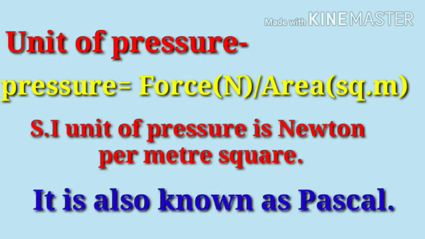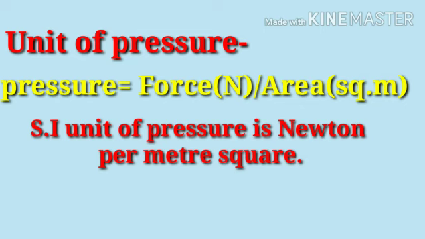Unit of pressure. The SI unit of force is Newton. Area is measured in meter square. Therefore, the SI unit of pressure is Newton per meter square. It is known as Pascal. It is given this name to honor the achievements of a French scientist named Blaise Pascal for his contribution in hydrostatics and hydrodynamics. In atmospheric science, the unit of pressure is bar. 1 bar is equal to 10 raised to 5 Pascal. Pressure is a scalar quantity.